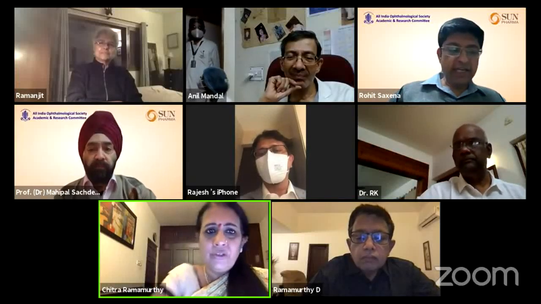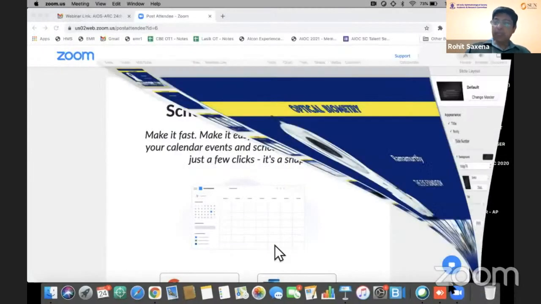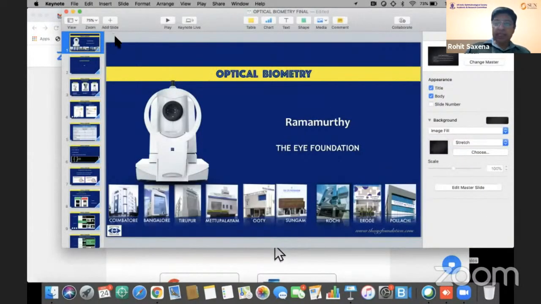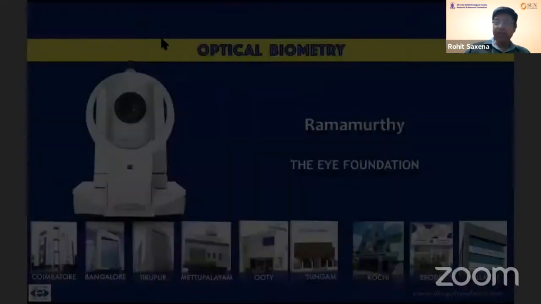Dr. Rohit, would you like to introduce the next speaker? Yeah. So, pleasure to introduce the next speaker, Dr. D. Ramamurthy from the Eye Foundation, Coimbatore, an outstanding speaker whose clear, lucid presentations, particularly on biometry, are much sought after. So, he'll be talking on optical and immersion biometry in cataract.